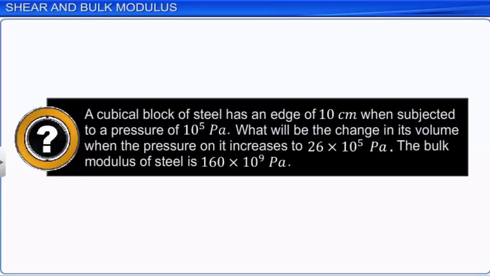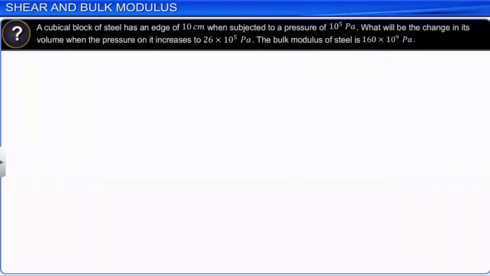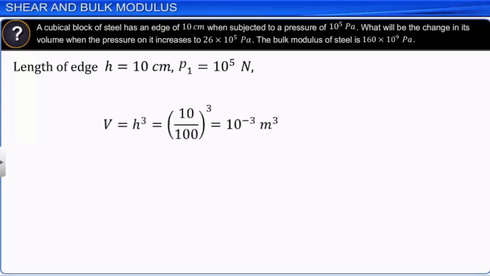The original volume of the cube is the cube of the edge. Expressed in meters, the original volume is 10 to the power minus 3 meters cubed. The bulk stress, delta P, is equal to the change in pressure, and substituting the original and new pressures, delta P is 25 times 10 to the power 5 Pascal.